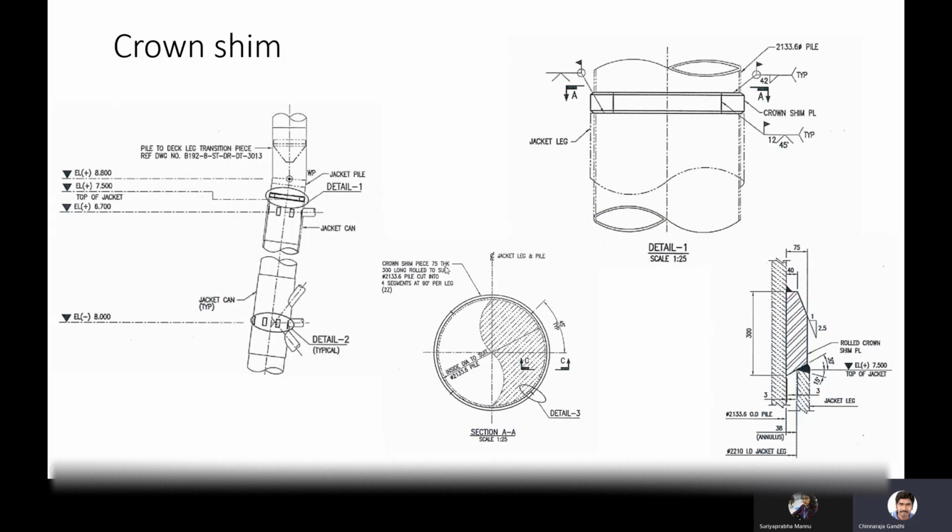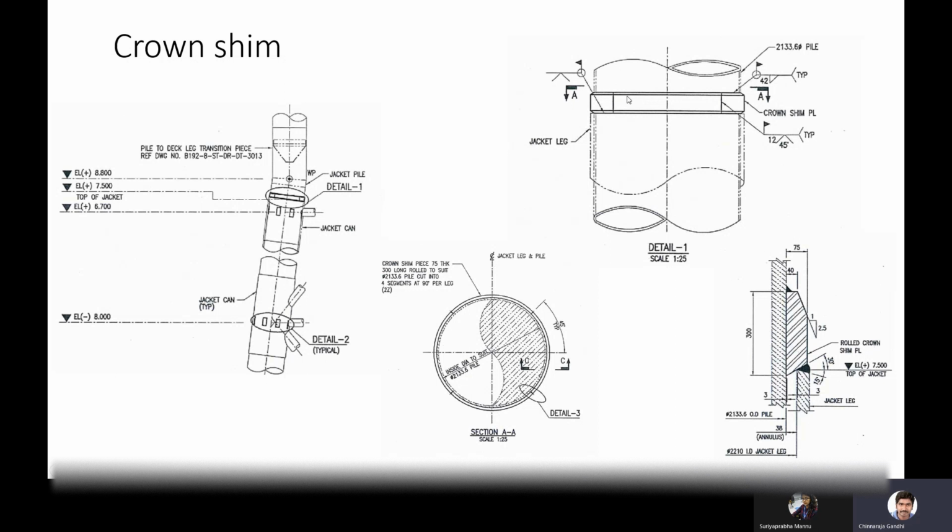The crown shim piece is 75 thick, 300 mm long. In some cases it will be more, even 500 mm long. And there will be a weld, but sometimes the weld length may not be sufficient. For that they will go for some zigzag kind of plate material, and they will weld it. I will show what it means, how to increase the weld length of the crown shim plate.